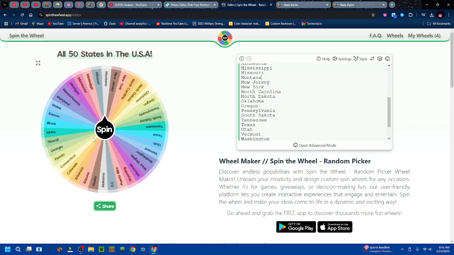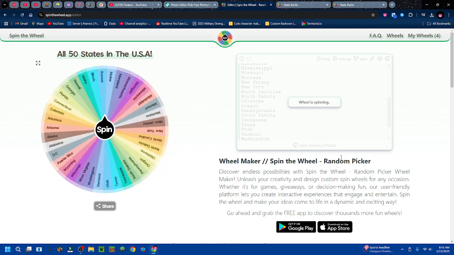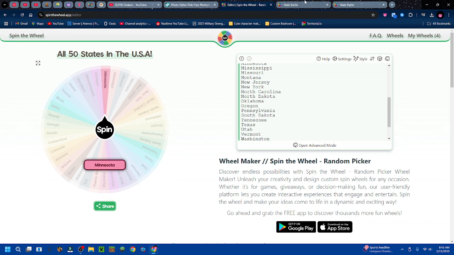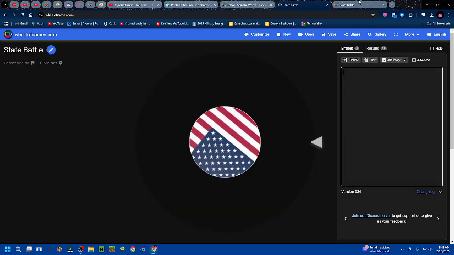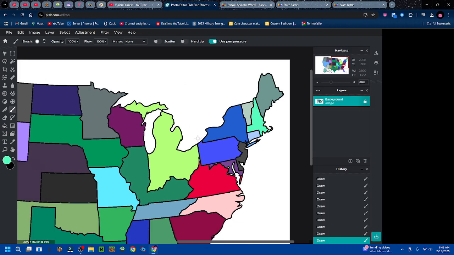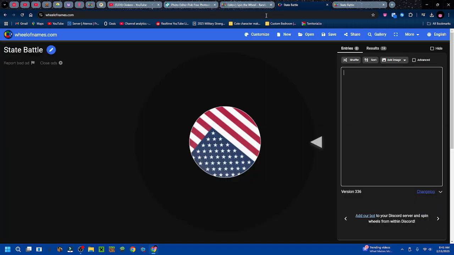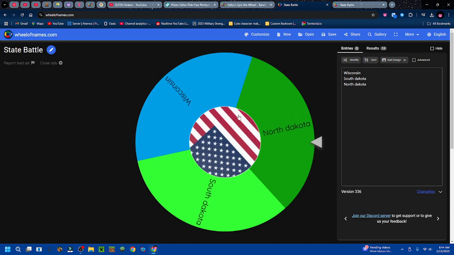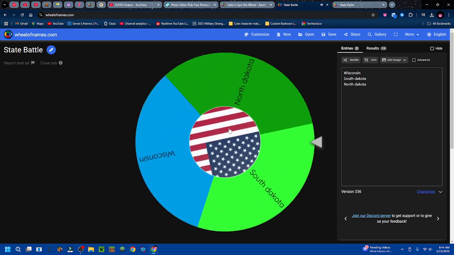Alright. Next up, wheel spinning, as it says right here. Minnesota. Almost Michigan. Minnesota, though. Minnesota borders Wisconsin, South Dakota, North Dakota. Where are they going to battle? It's going to be North Dakota.